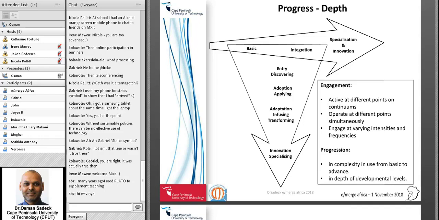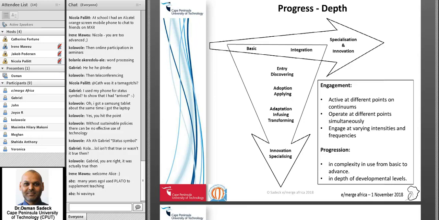So in the box on the right-hand side, what we've actually been talking about over there is that our claim is that a teacher, a lecturer, a person is active at different points on the continuum. Second one is that you can be operating at different points on this continuum at the same time, simultaneously. And when you do engage at these different points, you do them with different frequencies, sometimes more, sometimes less, and varying intensities. Sometimes you really go into it deeply and sometimes not.